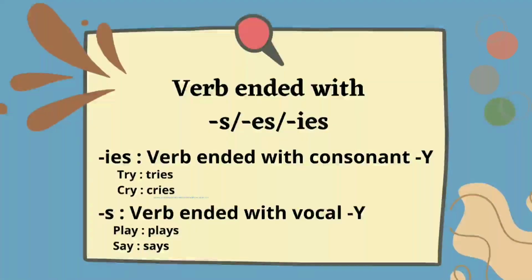So how do we distinguish whether a verb ends with s or es? Verbs ending with a consonant plus y use ies. For example, the bare infinitive of the word try is transformed into tries, and the bare infinitive of the word cry is transformed into cries. For verbs ending with a vowel plus y, use s. For example, the bare infinitive of the word play is transformed into plays, and the bare infinitive of the word say is transformed into says.